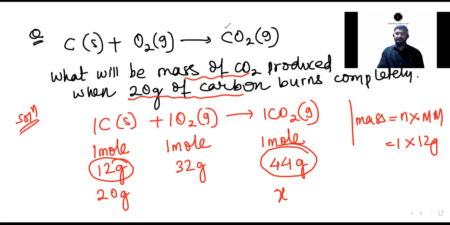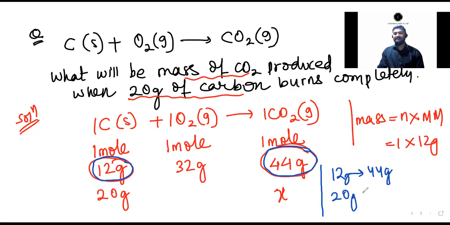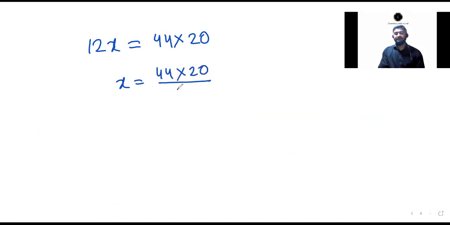Or for 44 grams, we require 12 grams. So 20 grams will give us how much? Simple. If 12 grams give us 44 grams, then 20 grams will give us how much? See, X, same logic, cross multiply. What do we get? We get 12x equals 44 into 20. So x will be 44 into 20 by 12. You can cancel it by 3, just 11.